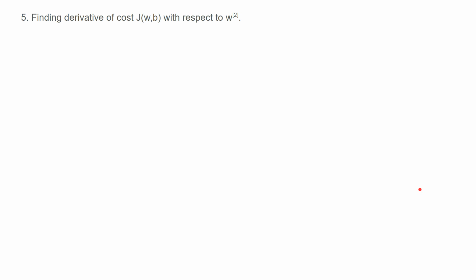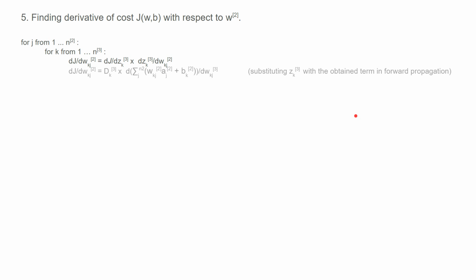Now finding the derivative of cost J with respect to w2, for j from 1 to n2 and for k from 1 to n3. Since in w2 there are n3 cross n2 elements, dJ by dw_kj2 equals dJ by dz_k3 into dz_k3 by dw_kj2. I'm just applying the chain rule here.